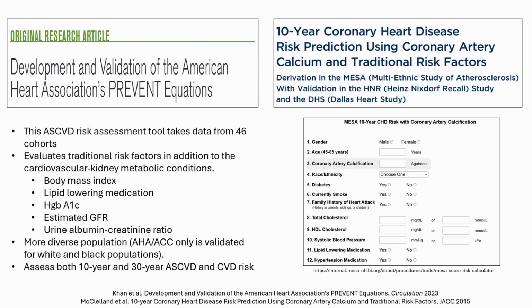On the other hand, here on the right, we usually will use a tool to help us understand risk enhancement, which is the calcium score. In 2015, the MESA cohort developed a risk tool that included, in addition to traditional factors, the calcium score. Therefore, with these, we can start tailoring our risk to our individual patient, rather than just using one single pooled cohort equation.